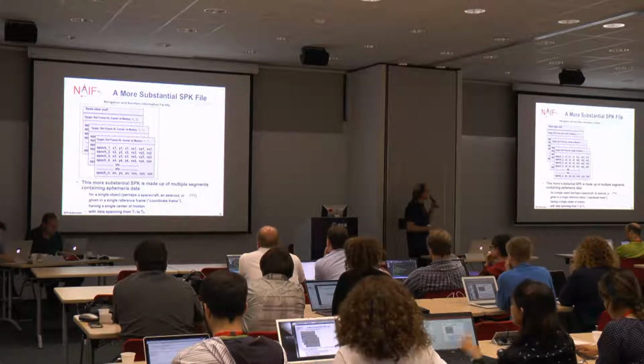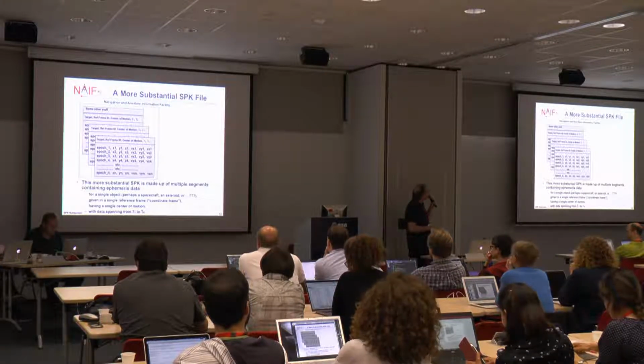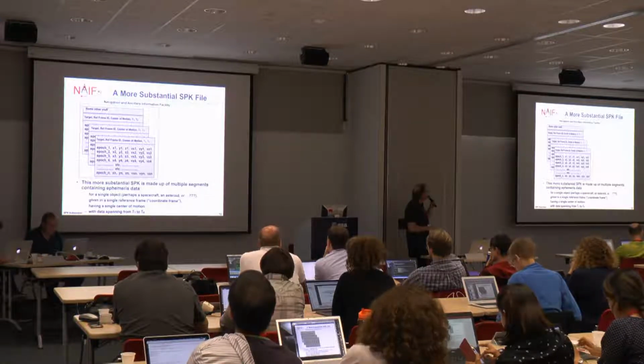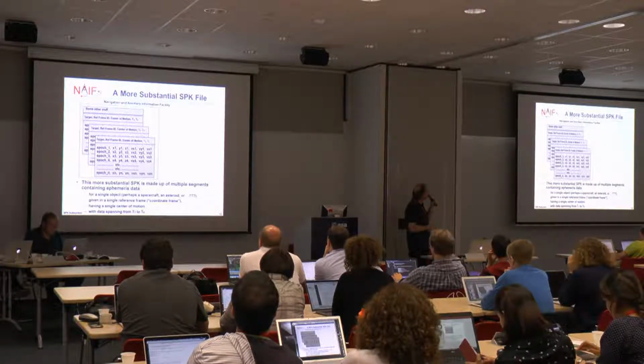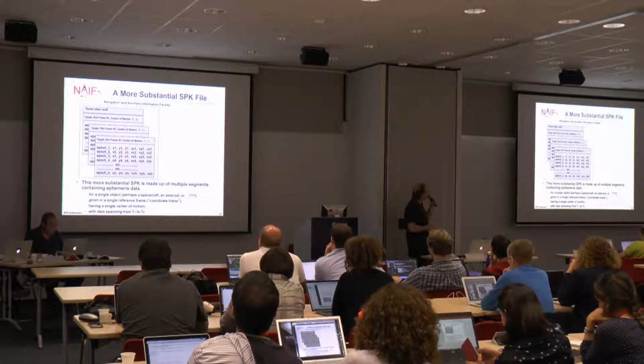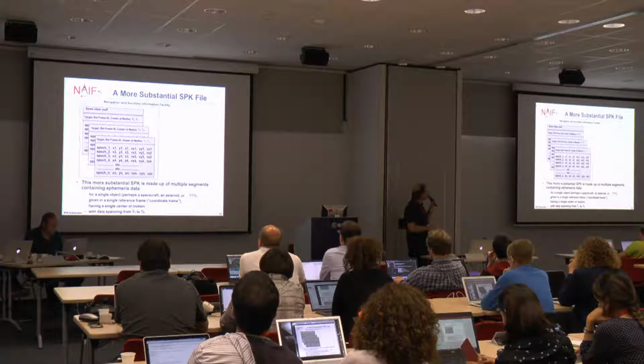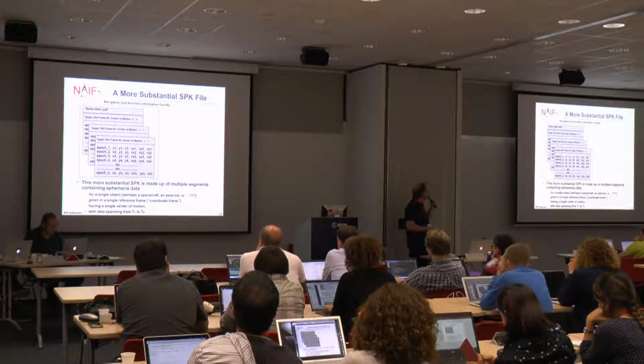A more substantial SPK file can contain multiple segments. So we have here segments for a given target, reference frame, center of motion, and a start time and stop time, and then another segment that covers a different time range. It goes from T3 to T4, T5 to T6, and so on.